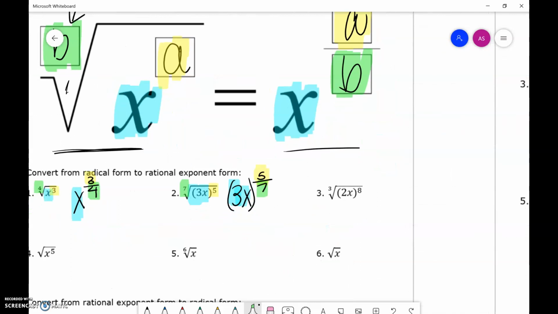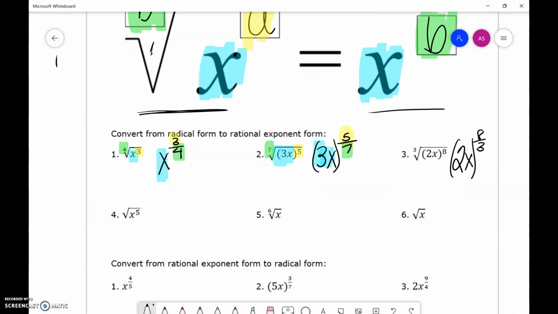Okay, this one here will be 2x to the 8th over 3. Okay, so this is read the cube root of 2x to the 8th. That became 2x to the 8/3 power.